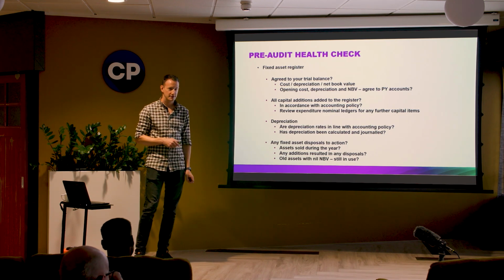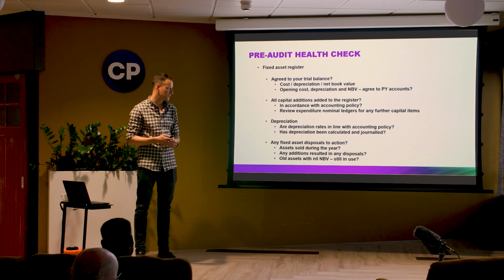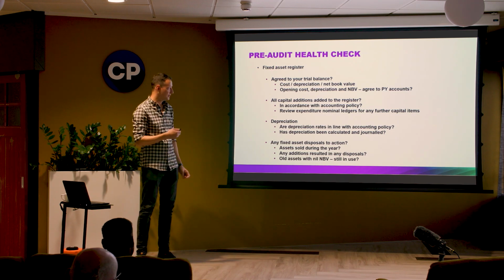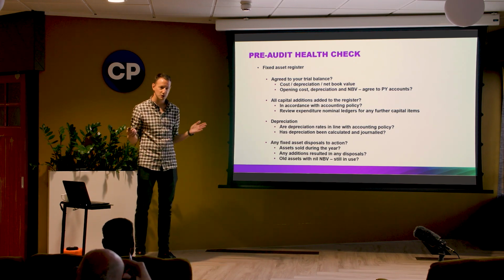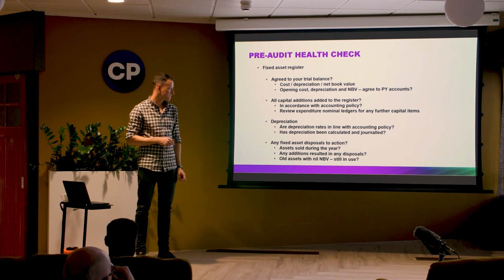Depreciation, so making sure that depreciation rates that you're actually using, are they in line with the policy that you've got in your accounts? And then has that been calculated and journaled? And again, doing the first check, does that depreciation match between the trial balance and the fixed asset register, just to make sure it's all included?